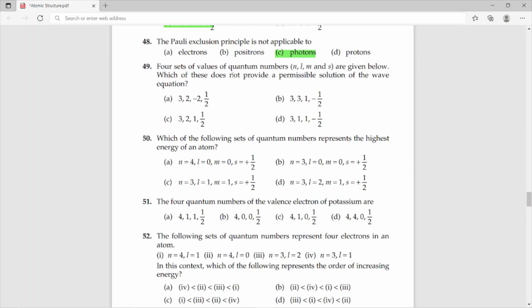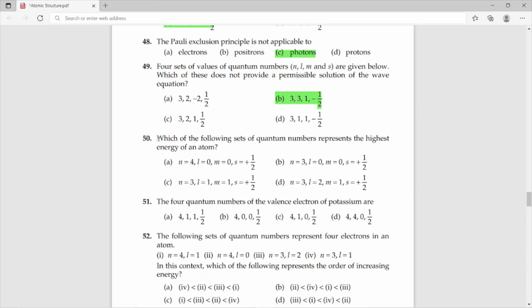Next, 4 sets of values of quantum numbers are given here. Which of these does not provide a permissible solution of the wave equation? Which will not be the permissible one? The right answer should be option B, 3, 3, 1 and minus half. This will not be permitted, because the azimuthal quantum number and principal quantum number have the same value.